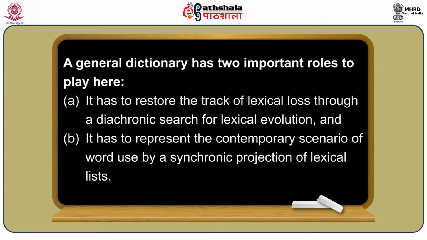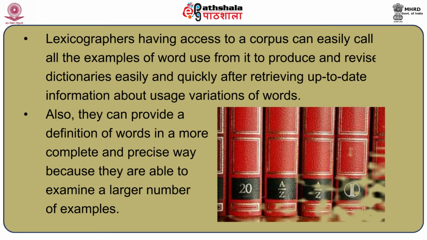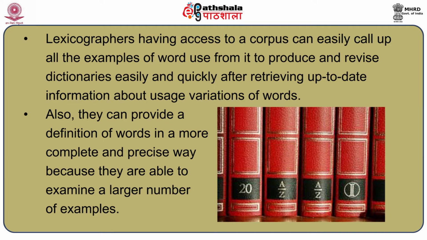A general dictionary has two important roles to play in this context. It has to restore the track of lexical loss through a diachronic search for lexical evolution, and it has to represent the contemporary scenario of word use by synchronic projections of lexical lists. Lexicographers having access to a corpus can easily call up all the examples of word use from it to produce and revise dictionaries easily and quickly after retrieving up-to-date information about usage variations of words in corpora.